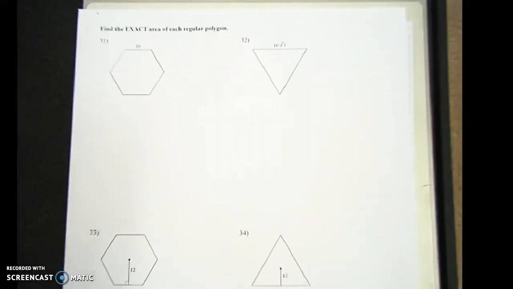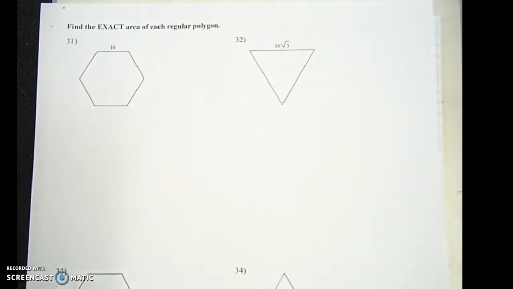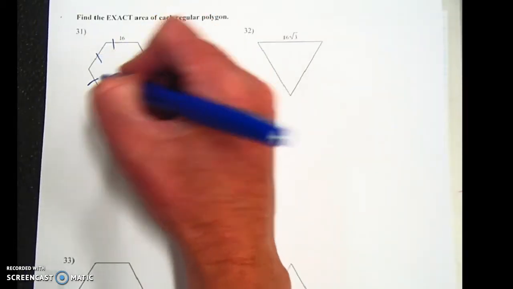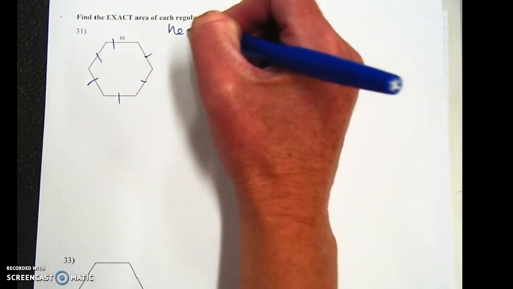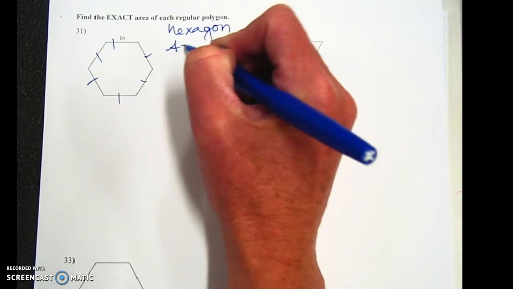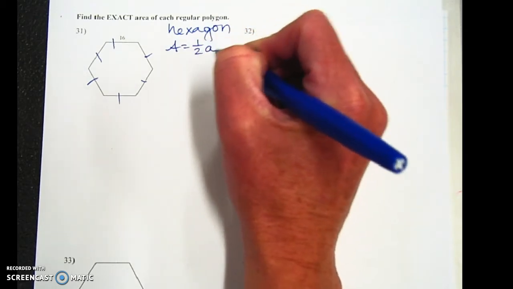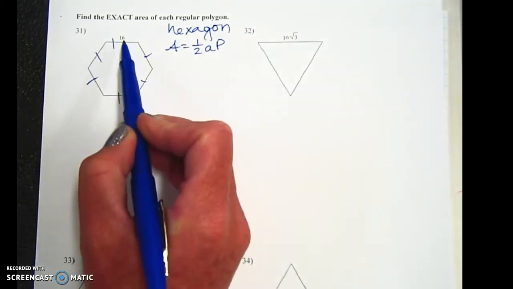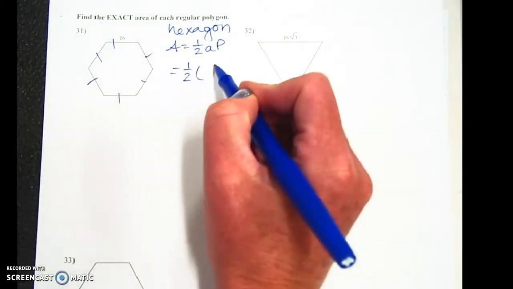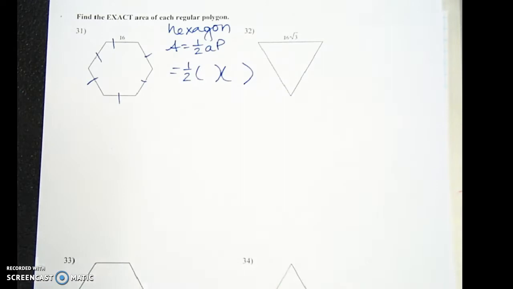So today we're on page 7 of the Chapter 9 practice test for geometry. On number 31 here, let's see how many sides it has. 1, 2, 3, 4, 5, 6, so it's a hexagon. That means we're going to use the area formula of 1/2 the apothem times the perimeter. So we're going to plug in the values that we know and then just calculate it.